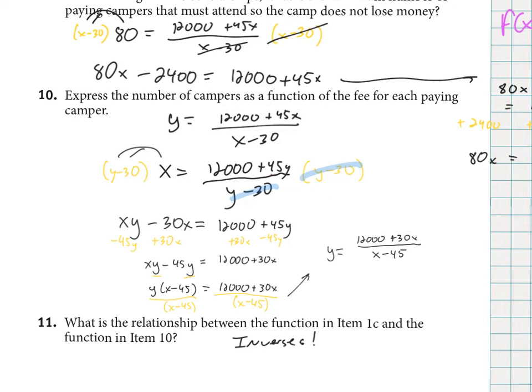So as it turns out, I wind up having a rational function as the inverse of another rational function, and my vertical asymptotes and my horizontal asymptotes are going to change, or exchange places really, and that makes sense if I'm exchanging my inputs and my outputs. So this function again shows what the number of campers would be. The y is the number of campers when x is the fee, as we continue to go through that.